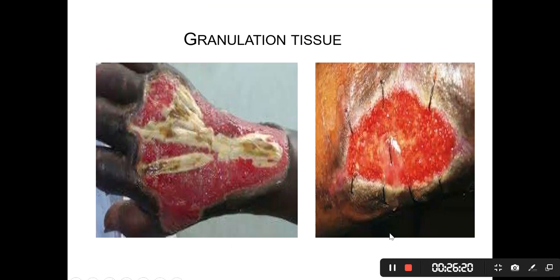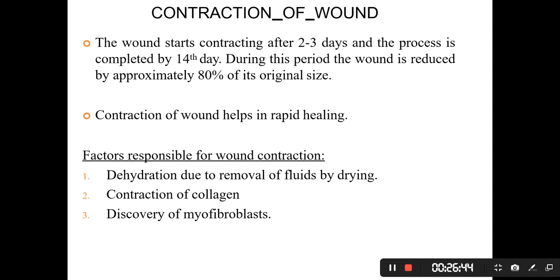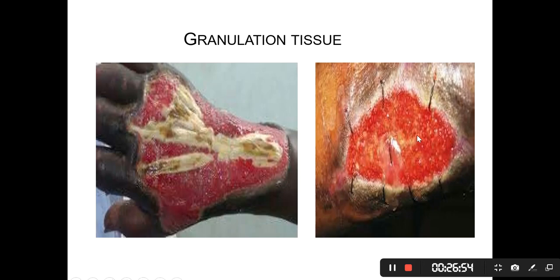This is just a picture to show you. As you can see over here, the granulation tissue is reddish. Here it is bright yellowish, it will become more reddish. When the fibrous tissue starts coming, these two edges will start pulling near each other, so that the healing or repair can take place, right? Contraction of wound. The wound starts contracting after 2 to 3 days, which is completed by the 14th day, and it helps in rapid healing. Now you know why it has to contract, right? To bring the two edges together, it has to contract.